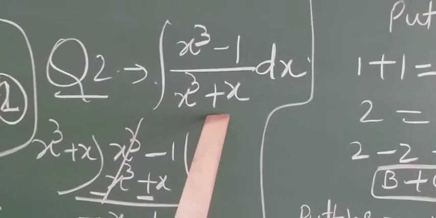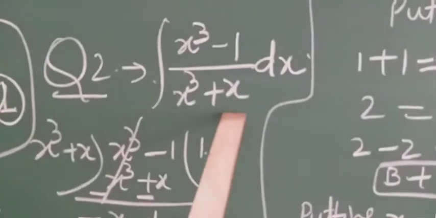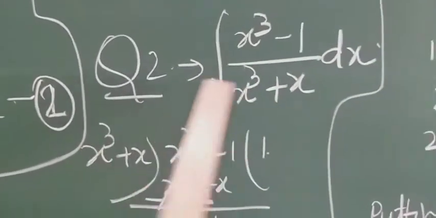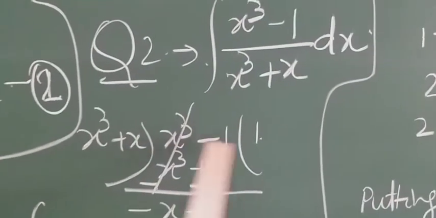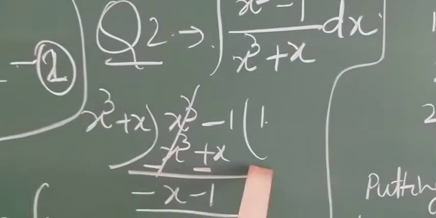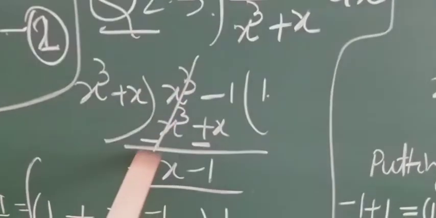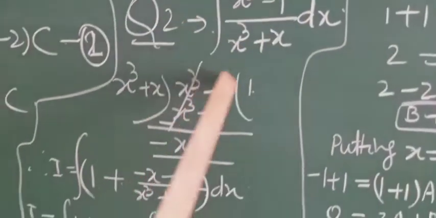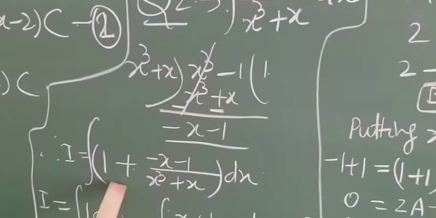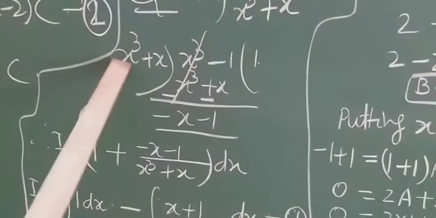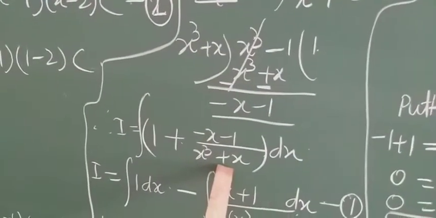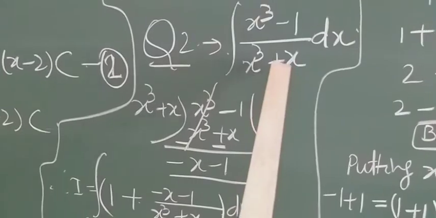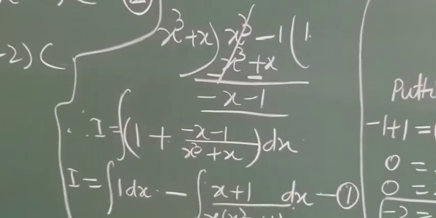So we have to change it into a proper rational function. To do that, we have to divide the numerator by the denominator. So 1 into x cubed plus x, the sign will be changed, x cubed cancels, leaving minus x minus 1. So this function can be written as 1 plus (minus x minus 1) upon x cubed plus x. Correct? So I have changed our improper rational function into a mixed function.